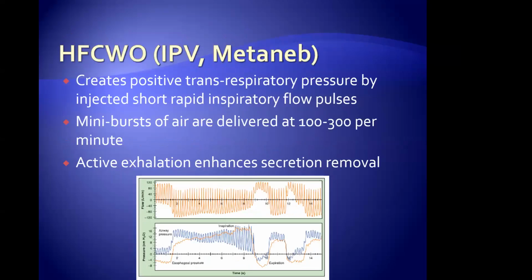So again, here it is, IPV, the Percussionaire. We talked about that. Forrest Bird came out with IPV and then Percussionaire came out with the Phasitron. These were designed and made for us at the bedside to maximize airway clearance. So it creates positive transrespiratory pressure by injecting short, rapid inspiratory flow pulses. Many bursts of air are delivered at 100 to 300 per minute. That's why you can really get this going. And then active exhalation enhances secretion removal. Our whole goal is to have those secretions moved out.